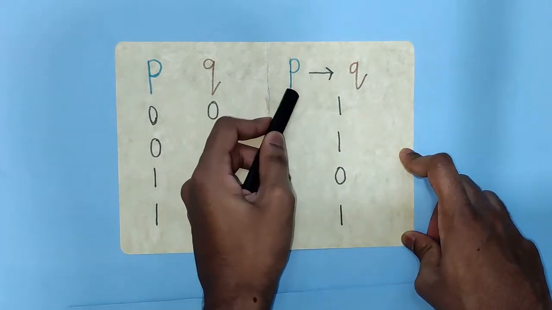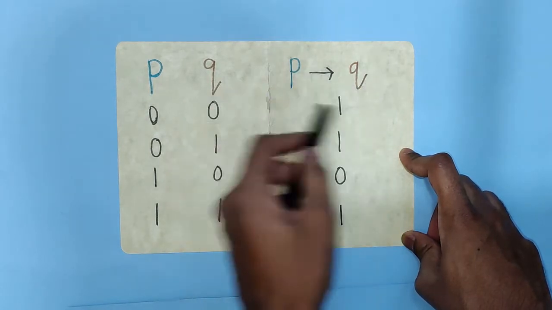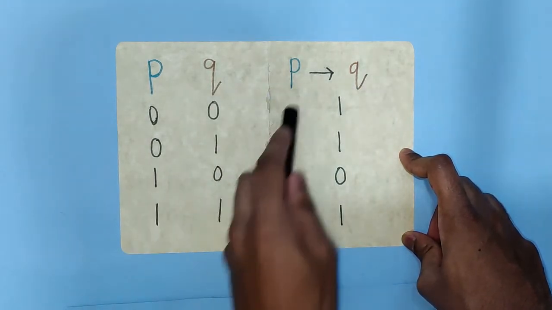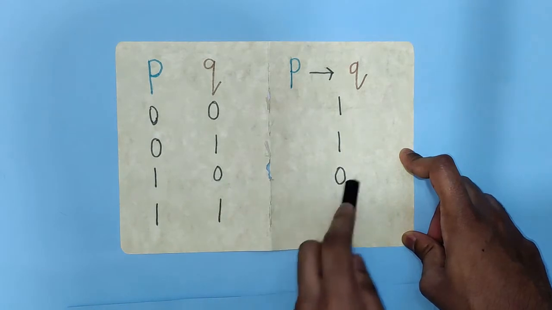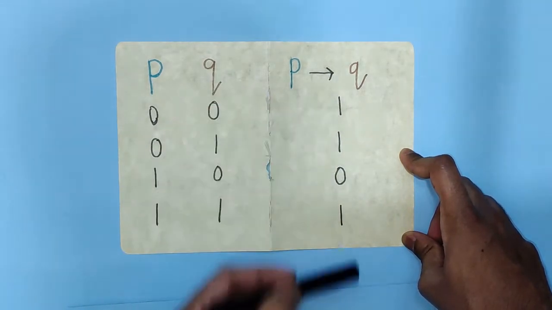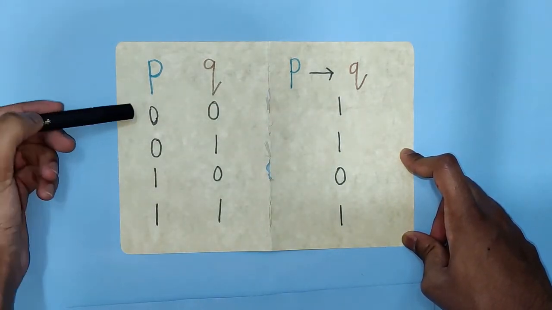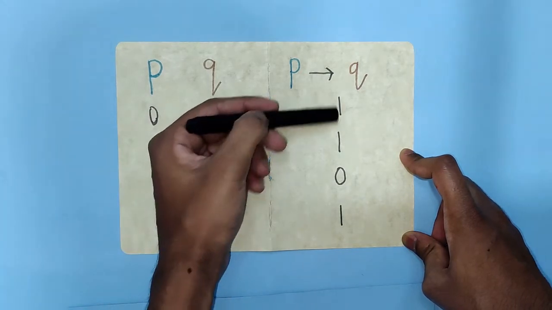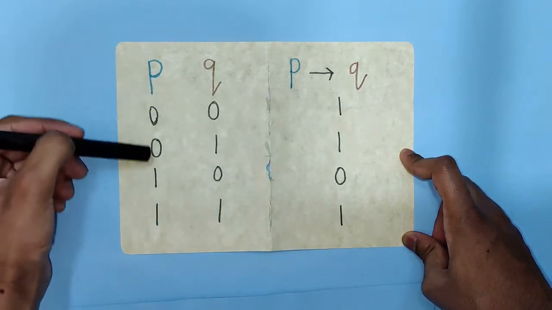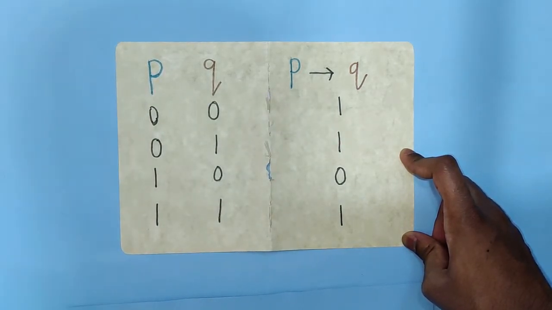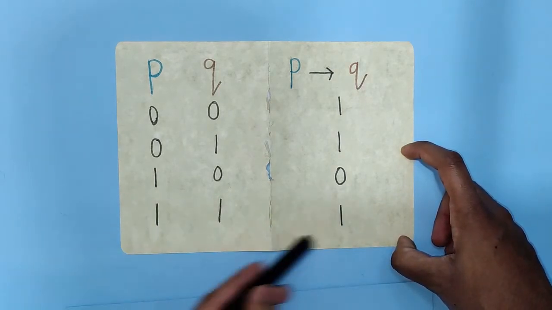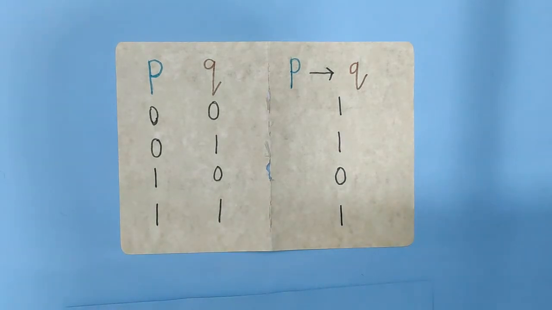So if this does happen and this does not happen, then this whole thing is false, which is why when P is 1 and Q is 0, it's 0. In every other case, it will be true. And you can note that these are the vacuously trues because P is 0 in both of these cases. And this is also a truth down here.